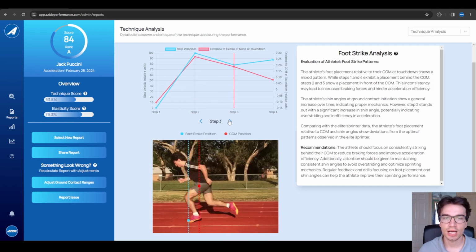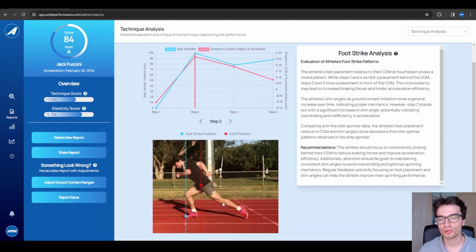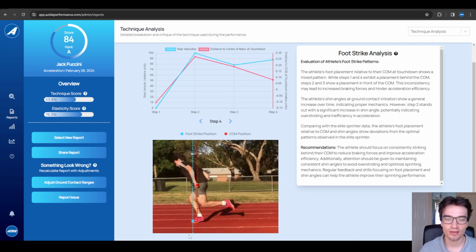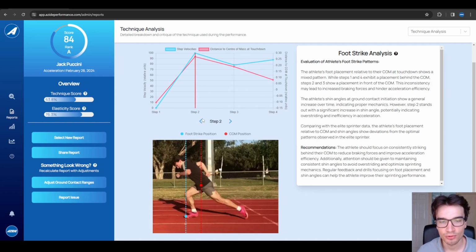I mean, it's kind of hard to recover. When you're in this position already, it's going to be hard to pick up optimal mechanics for the subsequent steps. I can see I'm continuing to overstride here. It's not as bad, and here it's definitely getting better. My distance between foot strike position and center of mass is decreasing, but certainly it would be much better if I just had better mechanics for step 2.